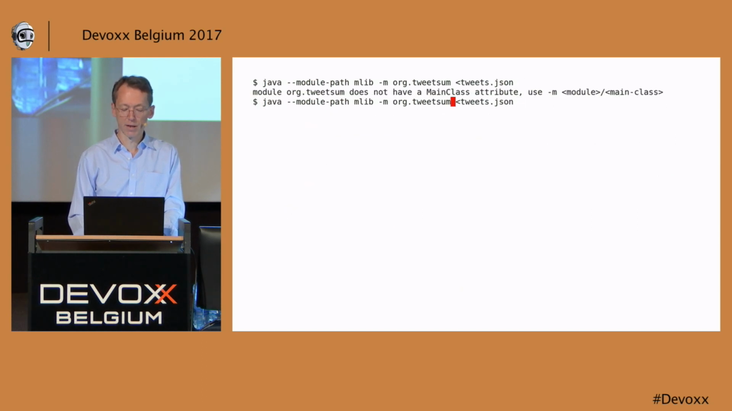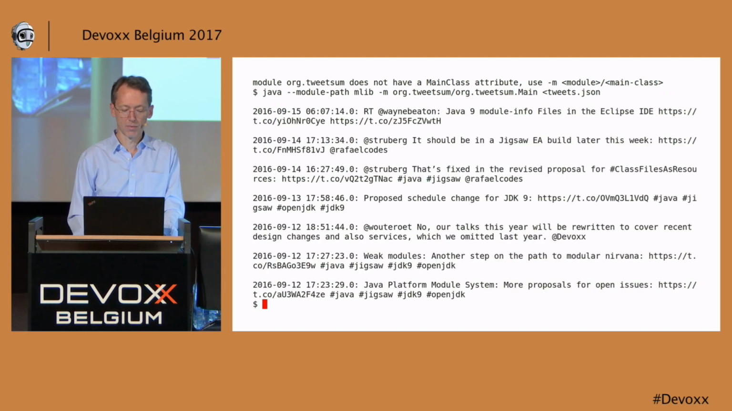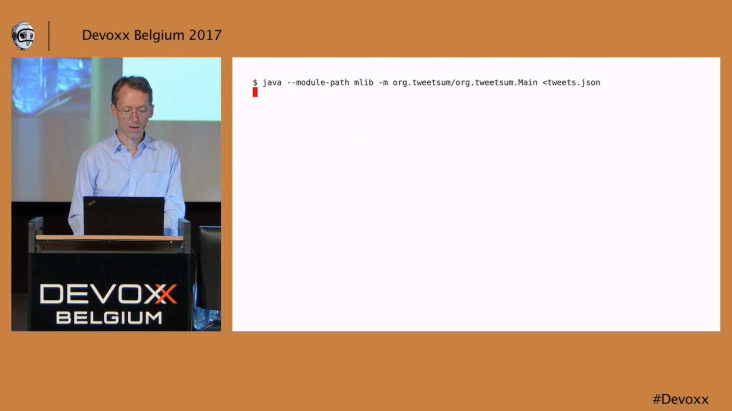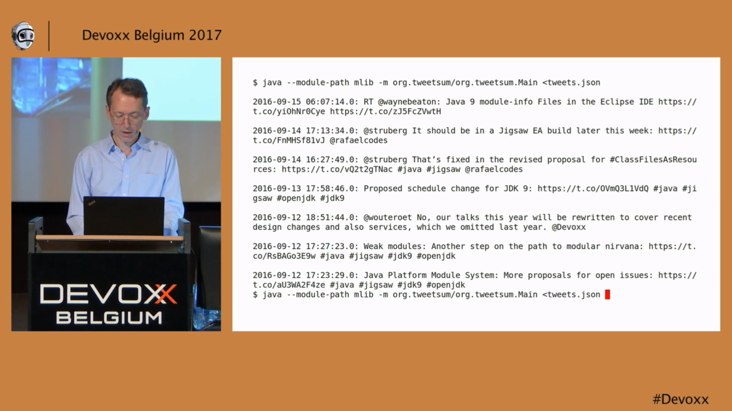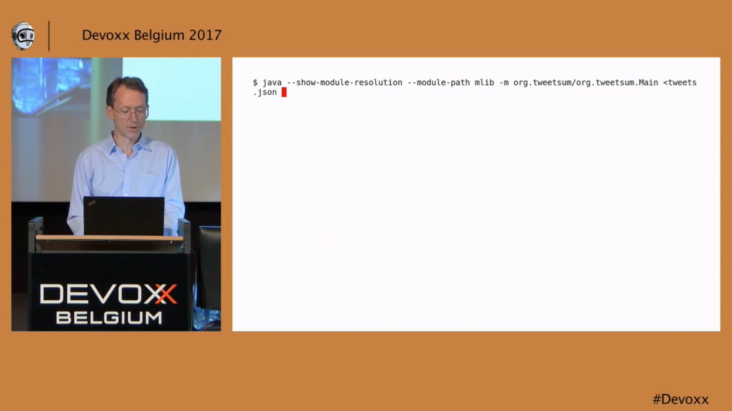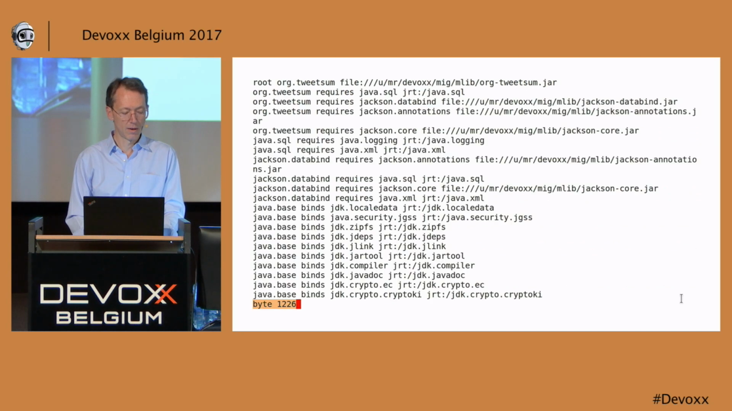Oops, except I forgot to do that. Oh well. Tell it where the main class is. There we go. Everything's a module now. We have a nice clean modular system. We can also do things like show module resolution as we did before.